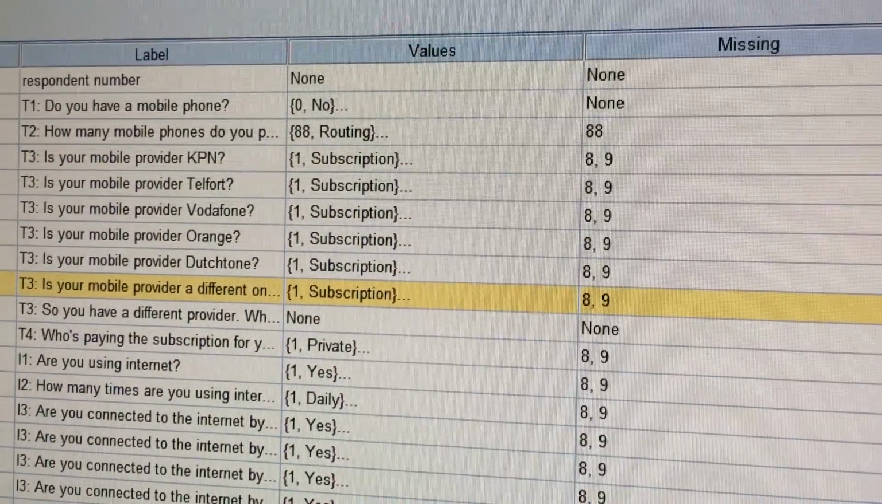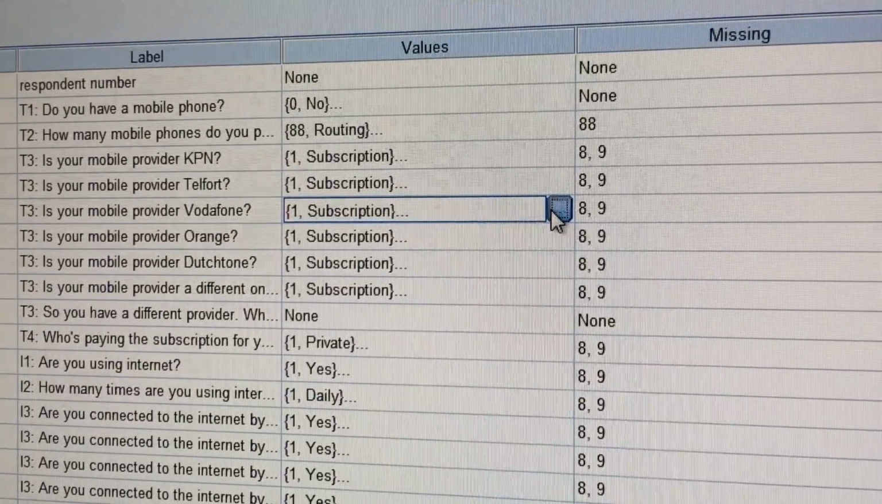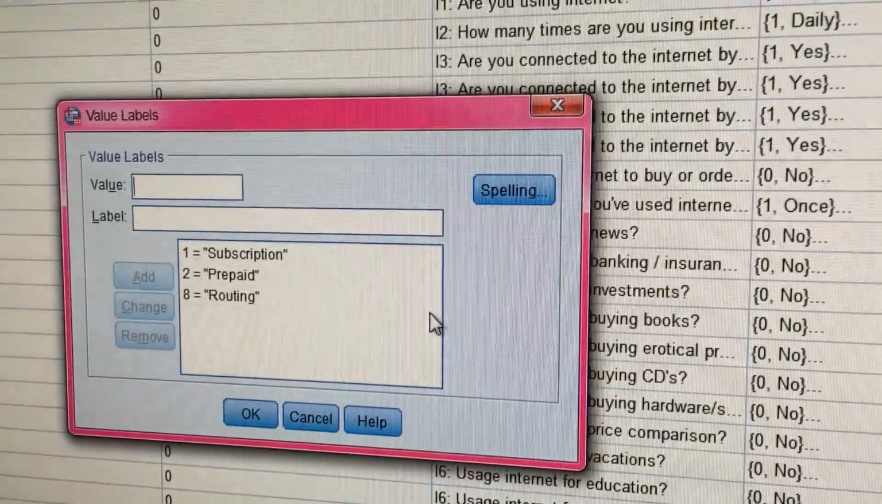And you can double click on that and see them? Yep. Or use this one. And then you can see. Good.